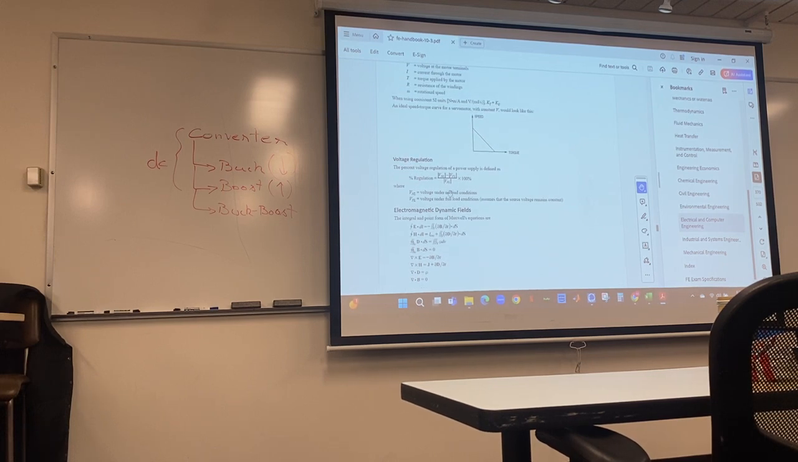So remember the voltage regulation that I was talking about? This is pretty much voltage regulation, the entire formulas here.